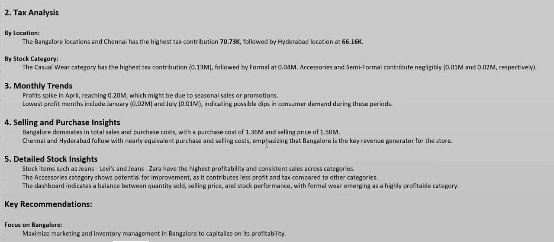Selling and purchase insight. Bangalore dominates in total sales and purchase cost, with a purchase cost of 1.36 million and a selling price of 1.50 million. Chennai and Hyderabad follow with nearly equivalent purchase and selling costs.